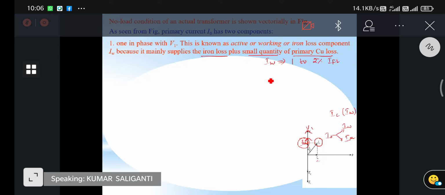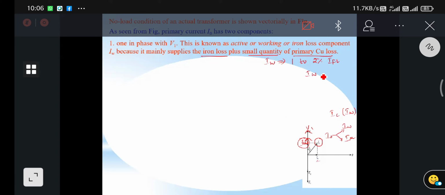1 to 2% of full load current here. The working component Iw is what? Generally we write Iw equal to I naught cos phi naught, because this is the active component, that is active power, I naught cos phi naught.